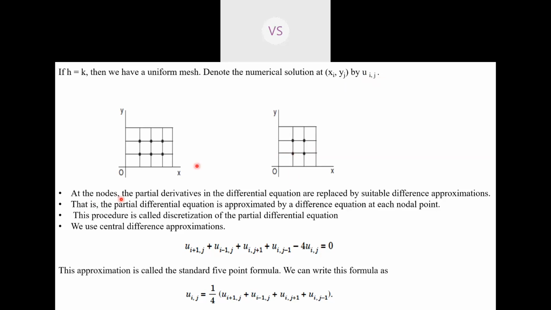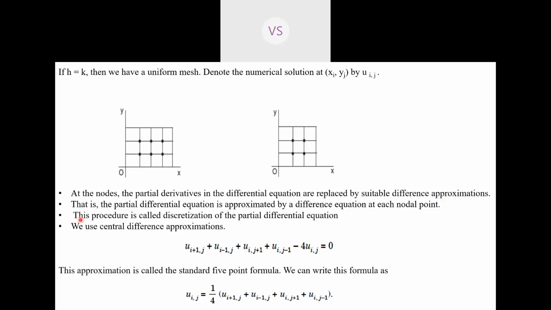At the nodes, the partial derivatives in the differential equation are replaced by suitable difference approximations. That is, the partial differential equation is approximated by a difference equation at each nodal point. This procedure is called discretization of the partial differential equation. We have to consider those approximations and replace the derivatives with them.